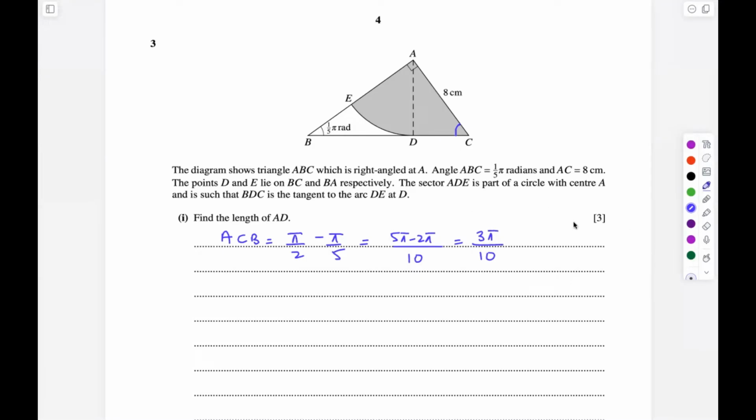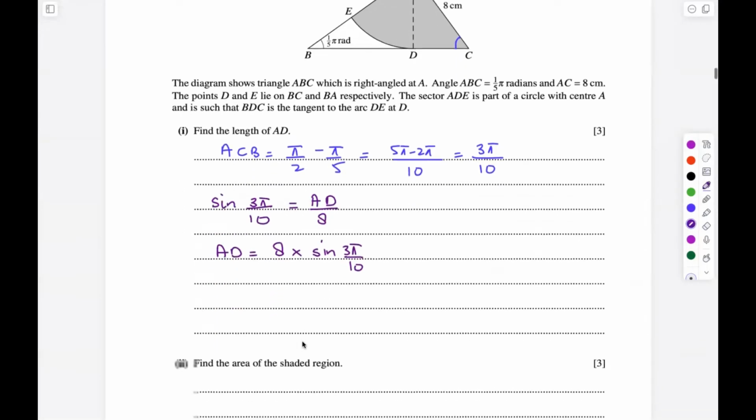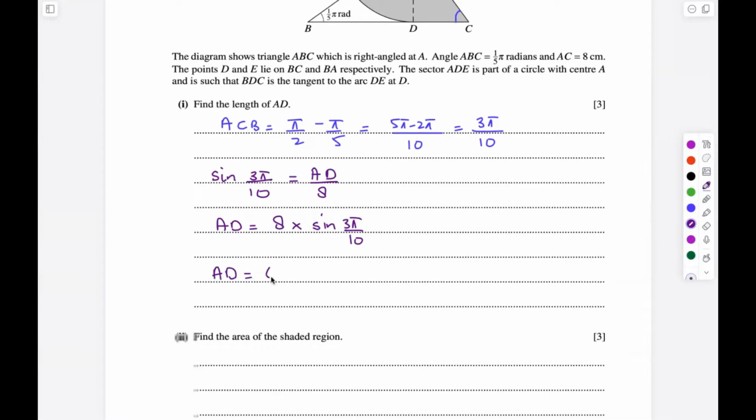Once we have this angle as 3 pi upon 10, the angle ACD or ACB, we can use opposite over hypotenuse, which is sine. So sine of 3 pi upon 10 will be equal to AD divided by the hypotenuse, which is 8. So AD will be equal to 8 multiplied by sine of 3 pi upon 10. And we'll make sure to keep our calculators in radian mode. So sine of 3 pi divided by 10 and then multiplying it by 8, this will become 6.472. So the length of AD is 6.4721 centimeters. And as we have to give our answer to 3 significant figures, the final answer will be 6.47 centimeters.